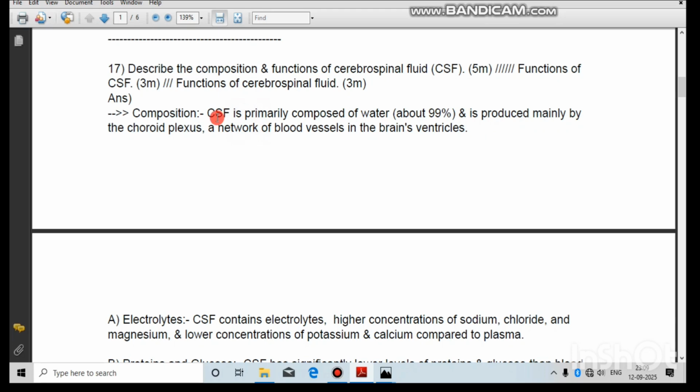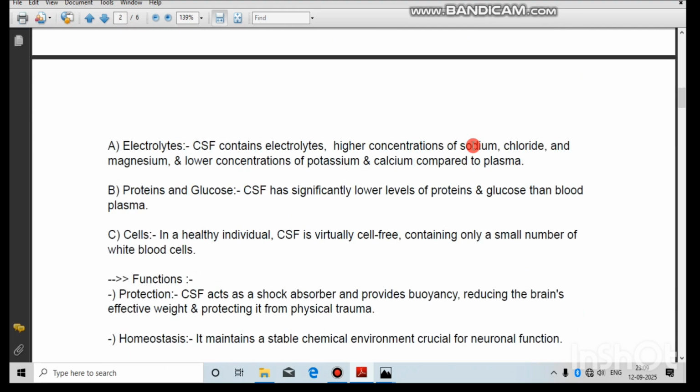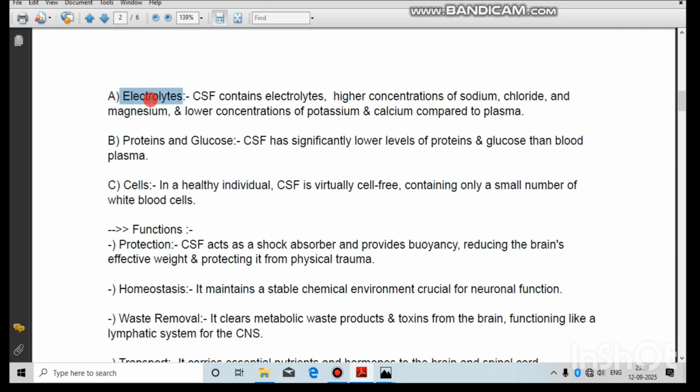CSF is primarily made up of, 99% it is made up of water, guys. And it is produced by the choroid plexus that is present inside our brain ventricles. What all does it contain? It contains electrolytes. Apart from water, there is presence of electrolytes. Which type of electrolytes will be there? Sodium will be there, chloride will be there, magnesium. Some lower concentration of potassium and calcium is also present there.